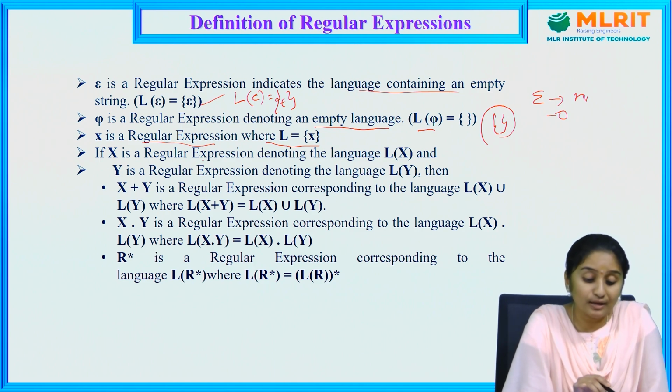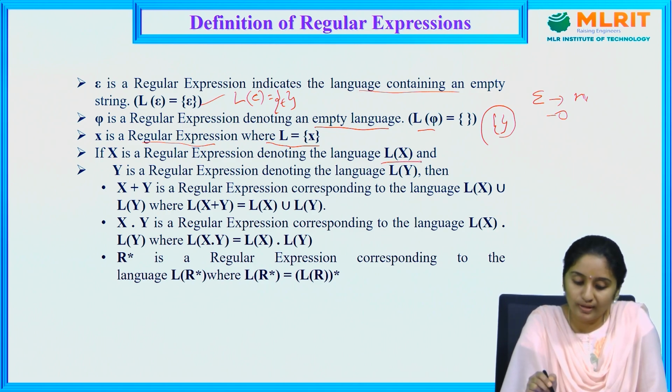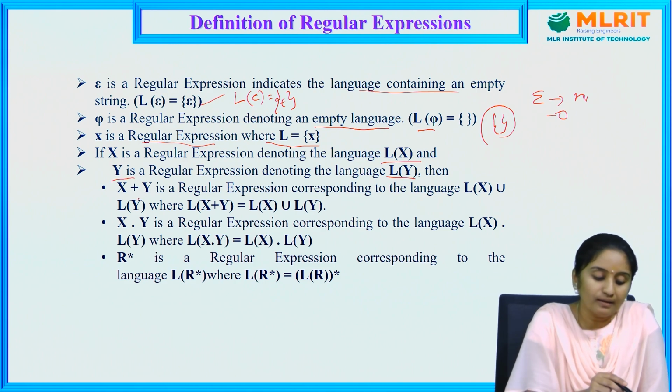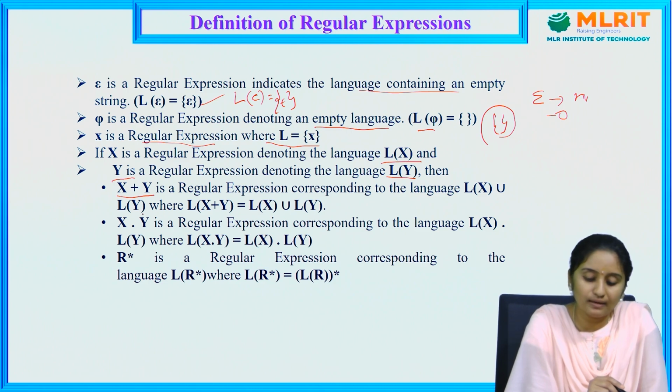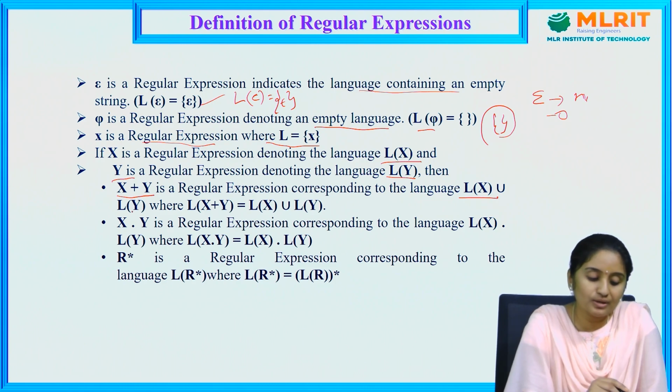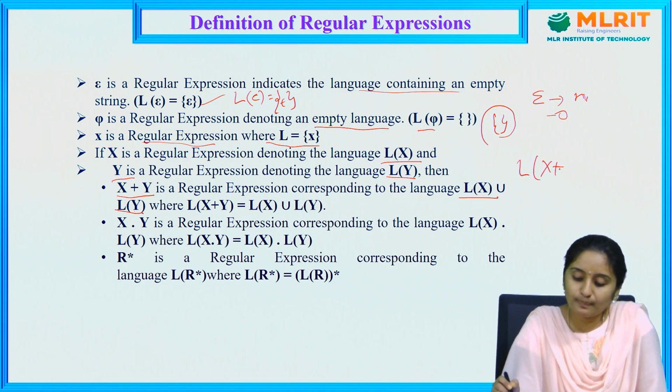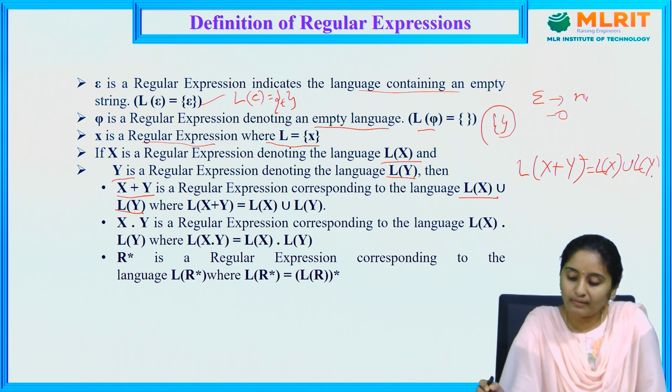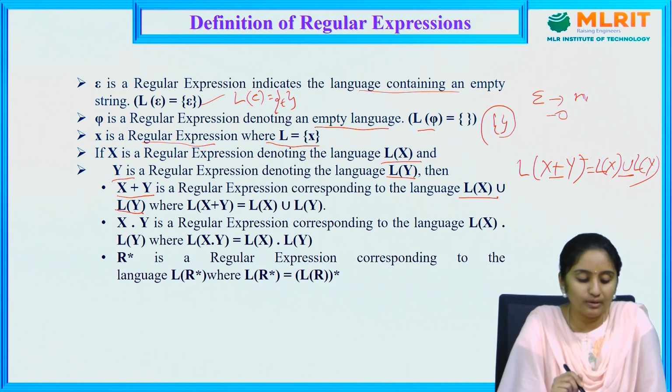If X is a regular expression denoting the language L of X, and Y is a regular expression denoting the language L of Y, then X plus Y is a regular expression for the language. We can represent X plus Y in the form of language as L of X union L of Y. So we can write L of X plus Y is equal to L of X union L of Y. The plus is the union operation.